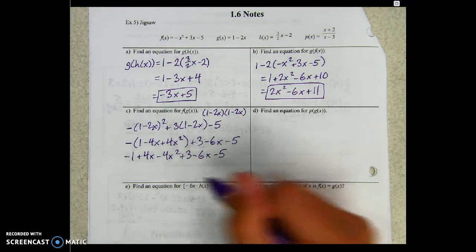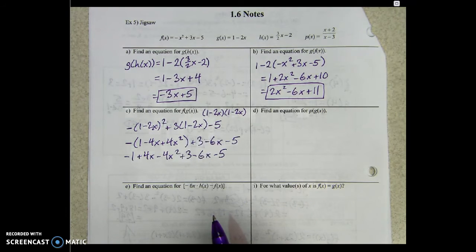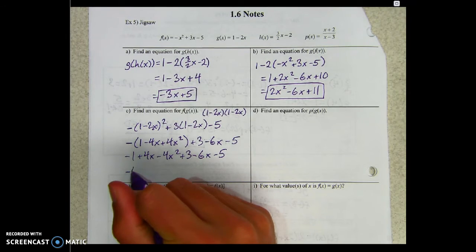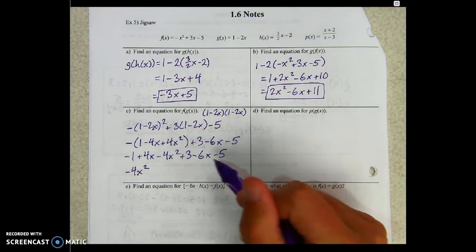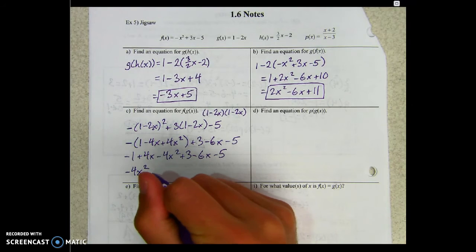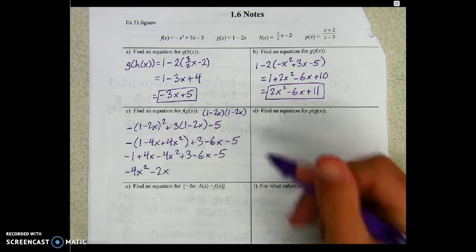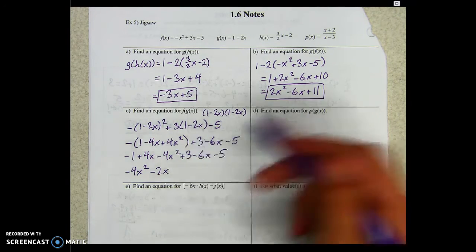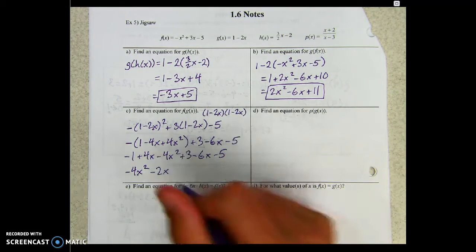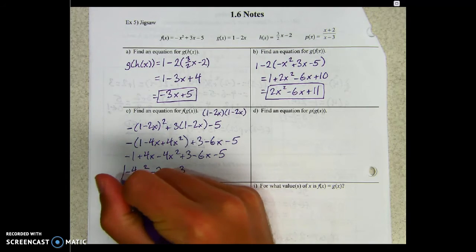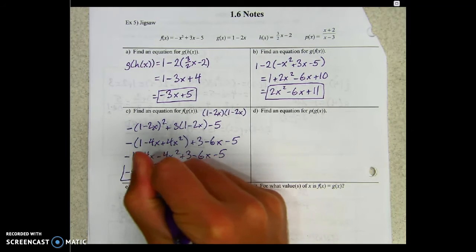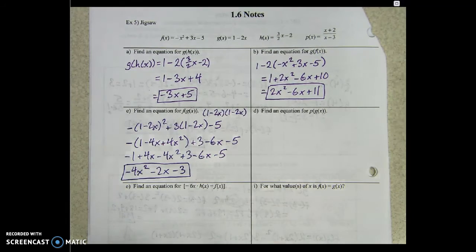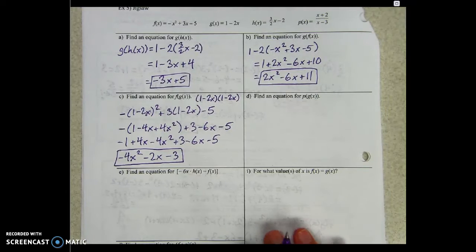Combine like terms and put your highest degree term first, because that is what makes most mathematical sense. It's what looks prettiest. So we have negative 4x squared, and then 4x minus 6x gives me a negative 2x. Negative 1 plus 3 minus 5 gives me, well, negative 1 plus 3 is positive 2, and 2 minus 5 is negative 3. So negative 4x squared minus 2x minus 3 is the solution there.